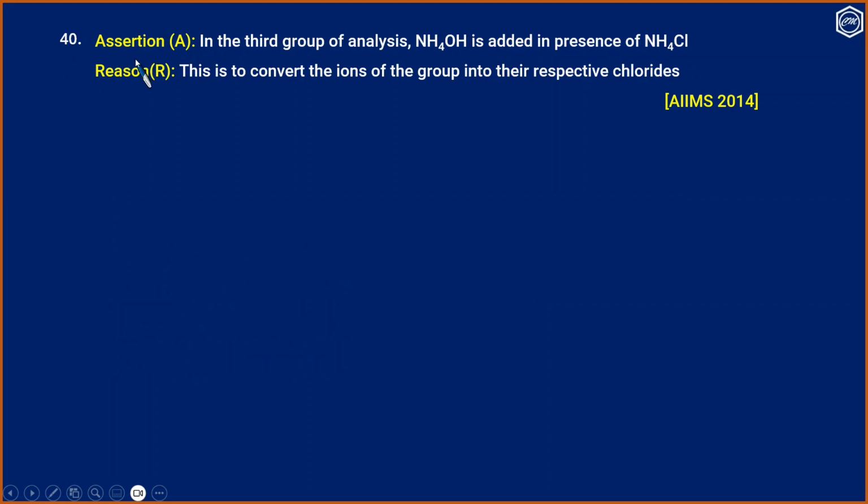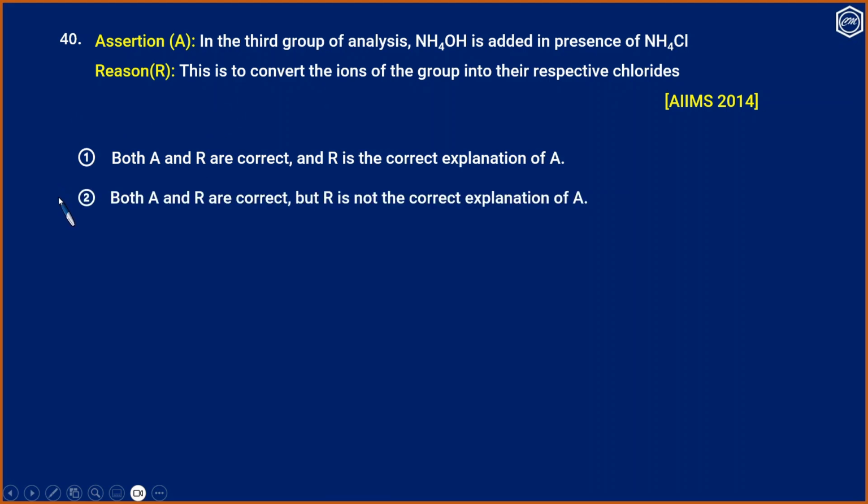Question 40. An assertion reason type question. Assertion: In the third group of analysis, ammonium hydroxide is added in presence of ammonium chloride. Reason: This is to convert the ions of the group into their respective chlorides. Option 1. Both A and R are correct, and R is a correct explanation of A. Option 2. Both A and R are correct, but R is not the correct explanation of A. 3. A is true, but R is false. 4. Both A and R are false.